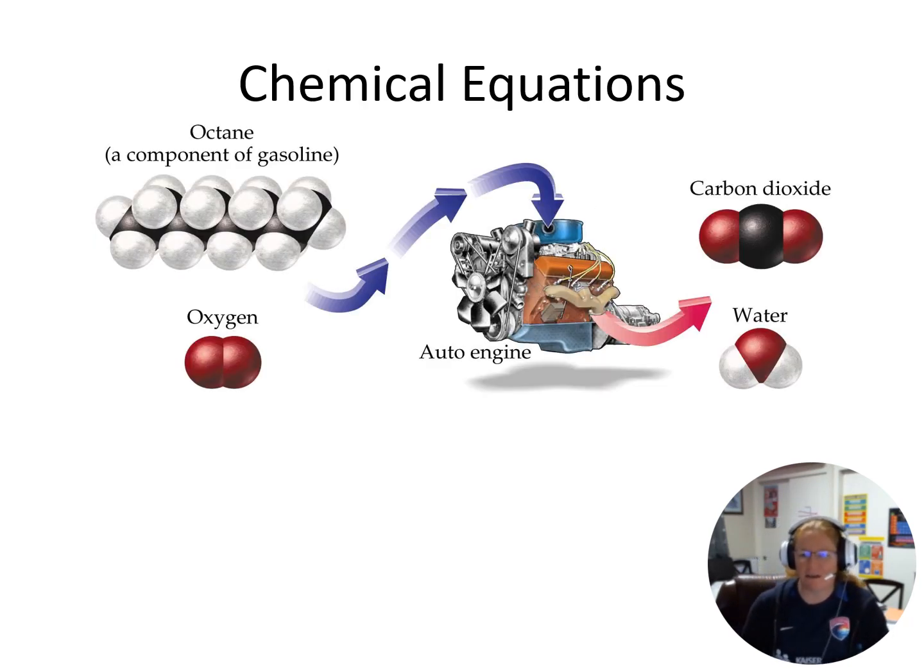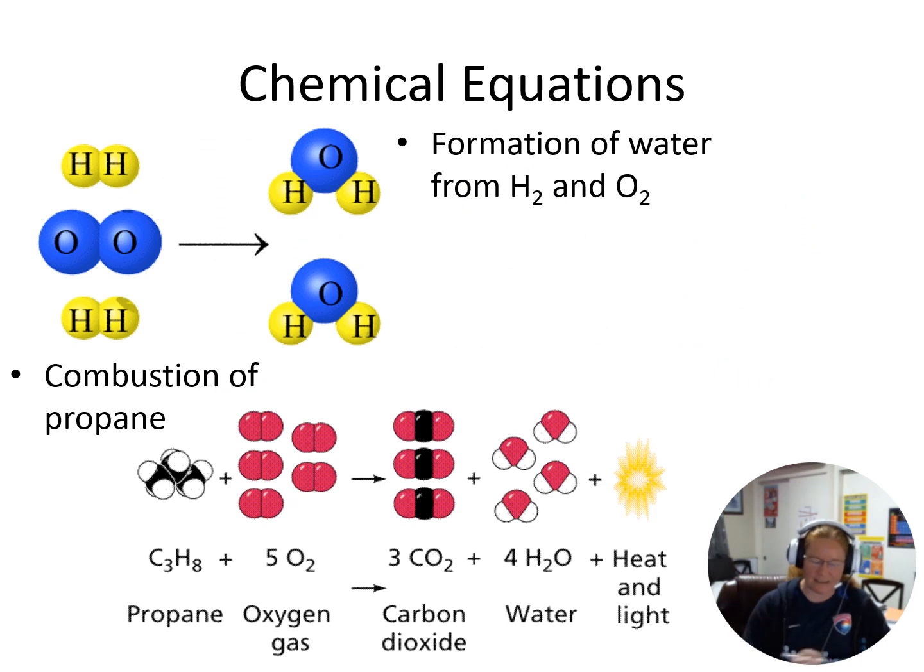All right, so here I have a pictorial view of what happens in a car engine with one of the components of gasoline. Octane is a hydrocarbon, and it gets burned in oxygen, undergoing combustion, and outputs carbon dioxide and water. Now, this is not a very convenient way of representing a chemical reaction because it's a lot of drawing, a lot of balls, and it's hard to balance. So we like to write things more symbolically like this.